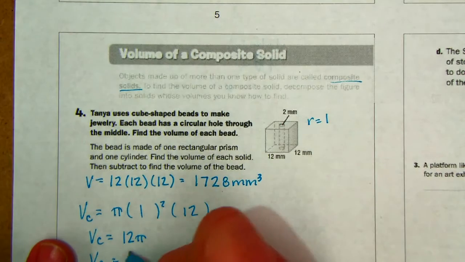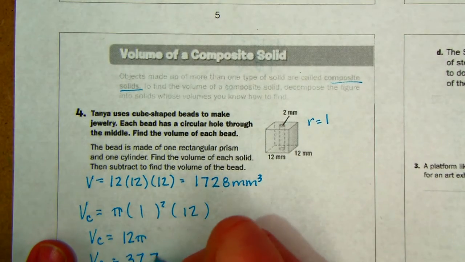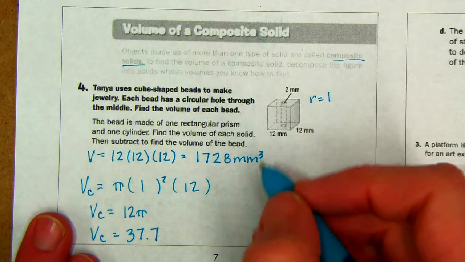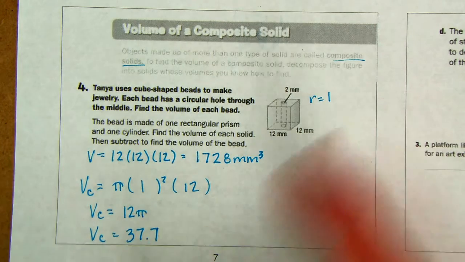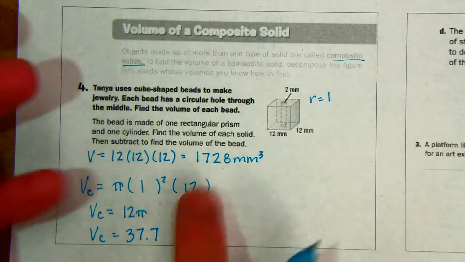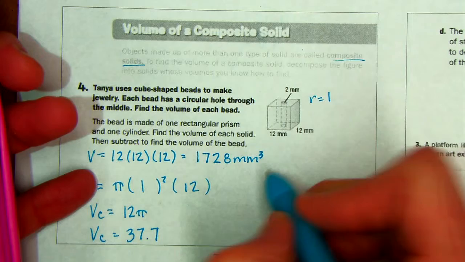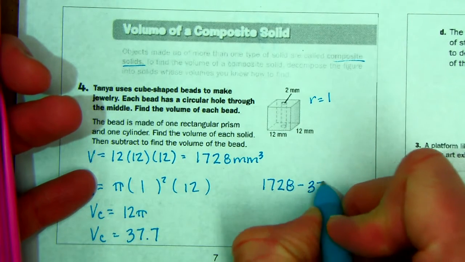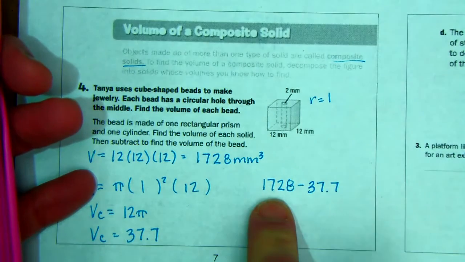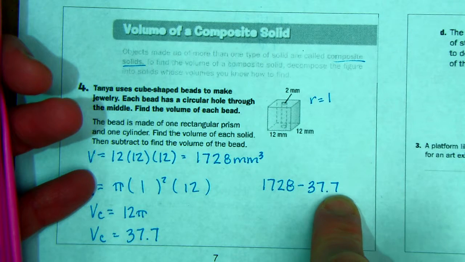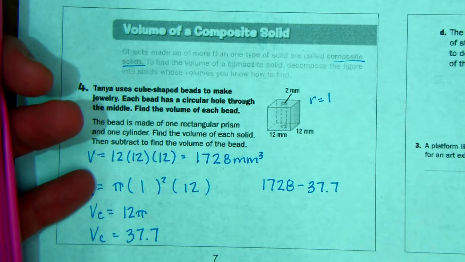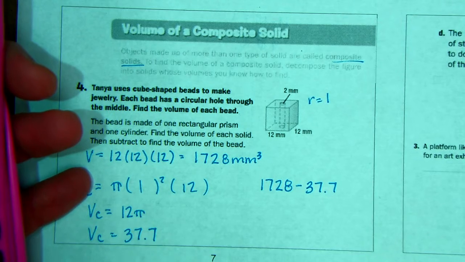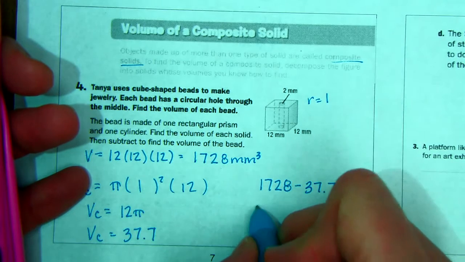And then we're going to subtract that. So take this 1,728 minus 37.7, because it's the volume of the cube minus the volume of that hollowed out little cylinder. 1,728 minus 37.7, we get 1,690.3 millimeters cubed.